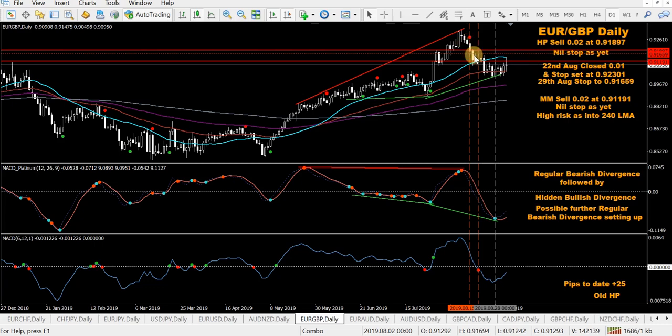So we're in a sell and another sell. I've already closed half on the HP. Got a stop in place. Looking for a buy. If you see a grey vertical line, it normally means that I've identified something.